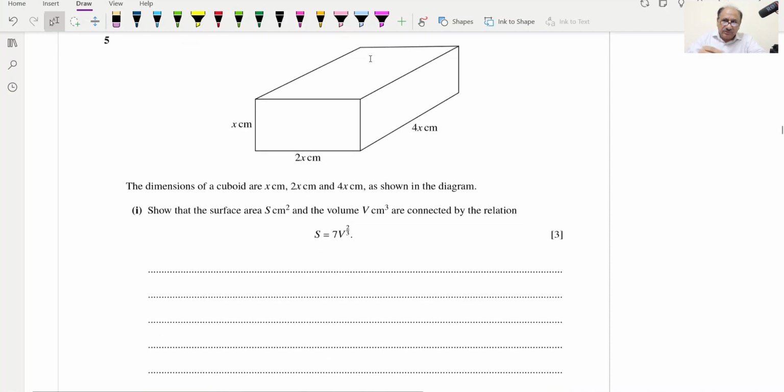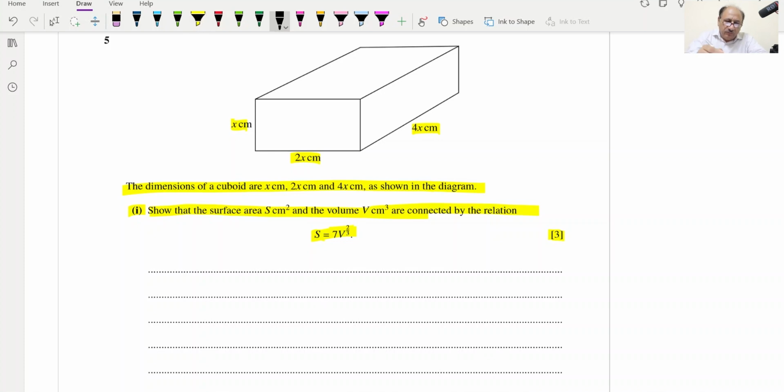Question number 5 says the dimensions of a cuboid are x, 2x and 4x as shown in the diagram. Part 1: show that the surface area S centimeter square and the volume V centimeter cube are connected by the relationship. This is the relationship which we have to prove, and this is a 3 marks part.